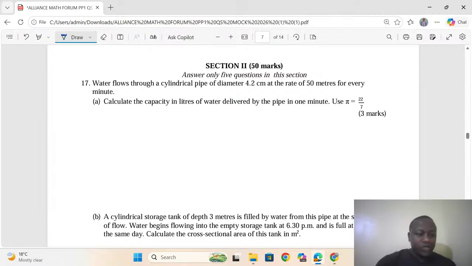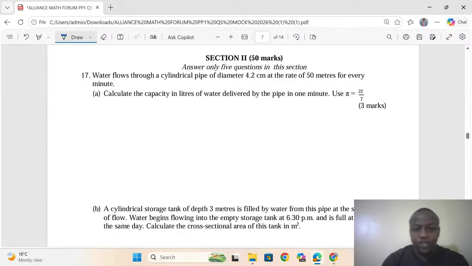Number 17, which is our first question in this section. Water flows through a cylindrical pipe of diameter 4.2 centimeters at the rate of 50 meters for every minute. Calculate the capacity in liters of water delivered by the pipe in 1 minute. Take pi as 22 over 7. This is on rates of work.